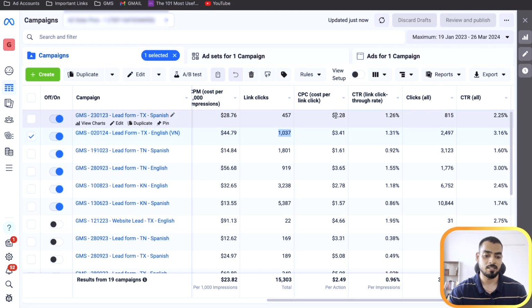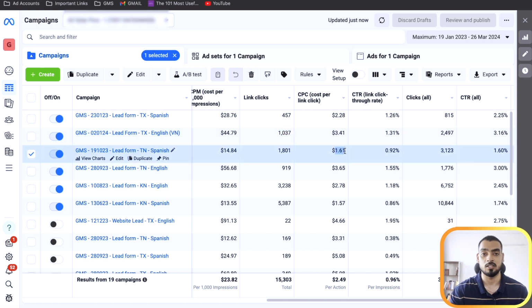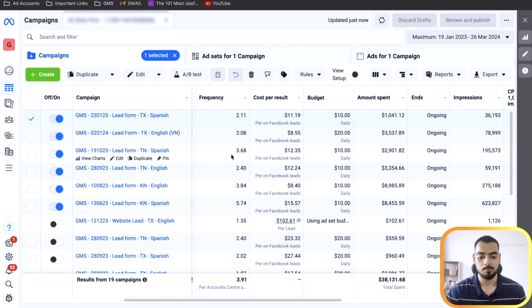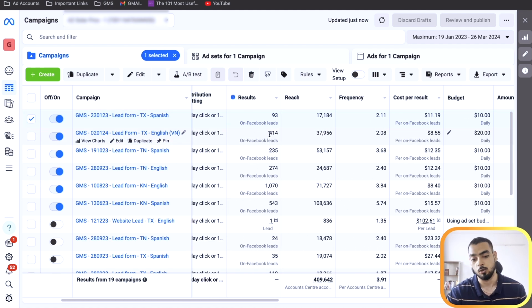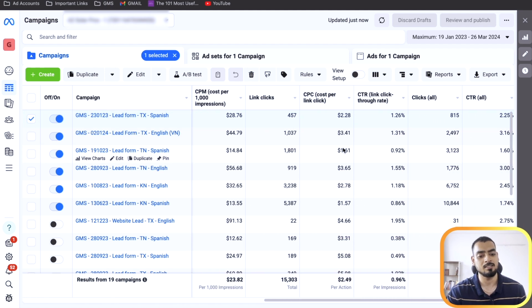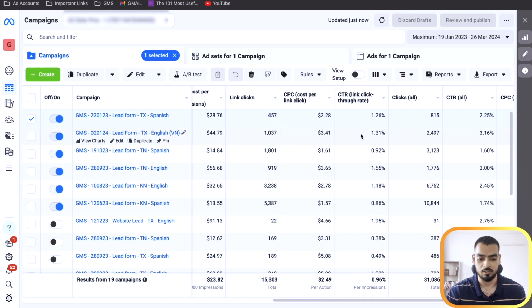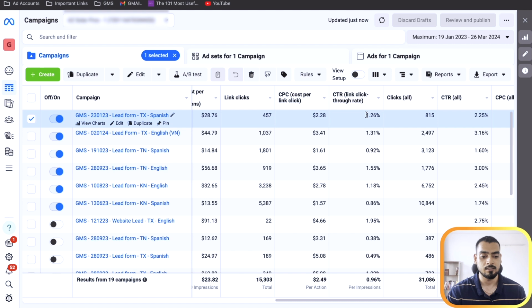So CPC is very important, and I want you guys to keep track of your CPC. Make sure that it's less than $2 in some cases, but if your campaign is bigger, like this one, where you have generated more than 500 leads, 400 leads, it does not really matter if the lead cost is cheaper, and also you are getting good results. Now click-through rate, I think if it's more than 1%, that's a really good number, and you can just leave it as it is.